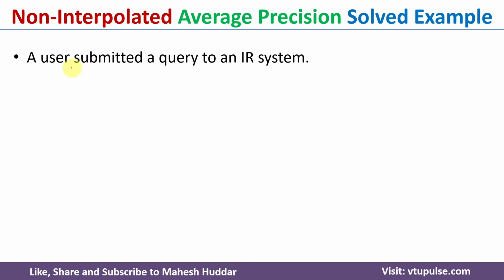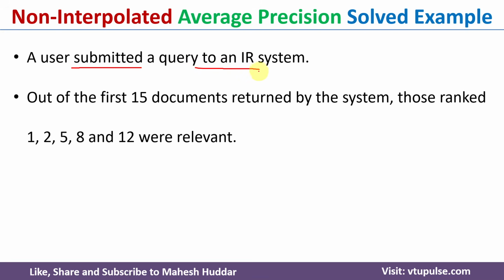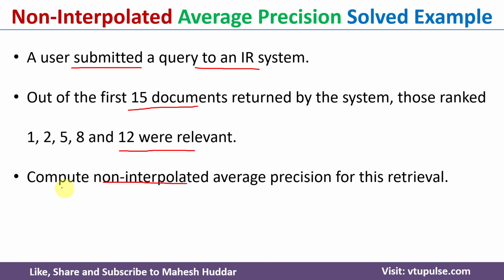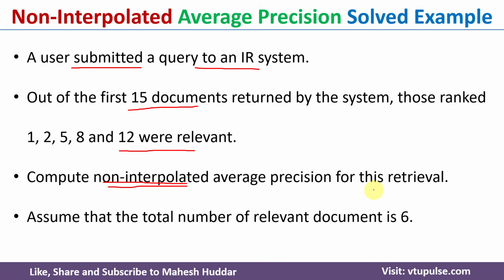Here, a user has submitted a query to an IR system. Out of the first 15 documents returned by the system, those ranked 1, 2, 5, 8 and 12 were relevant. Here we need to compute non-interpolated average precision for this retrieval. And we will assume that the total number of relevant documents is 6.